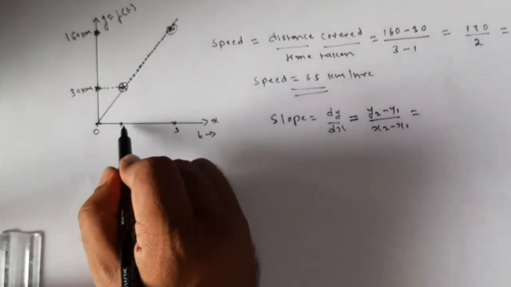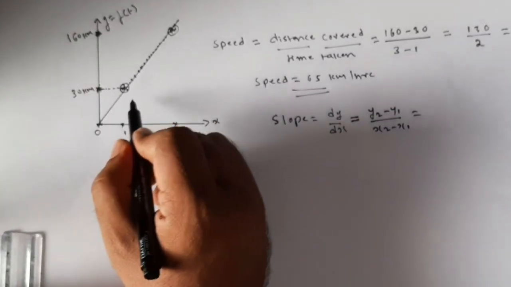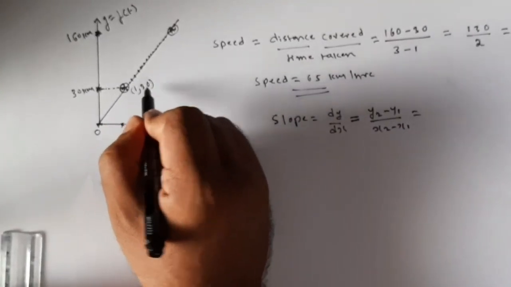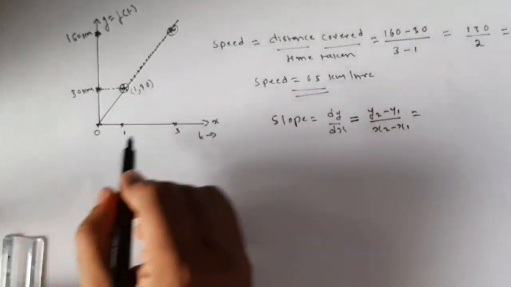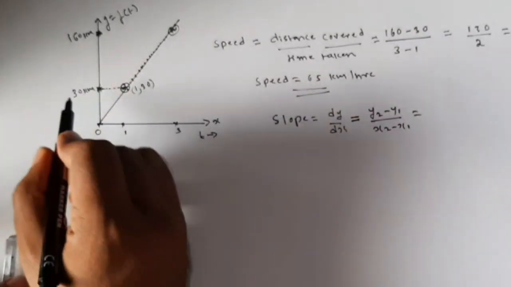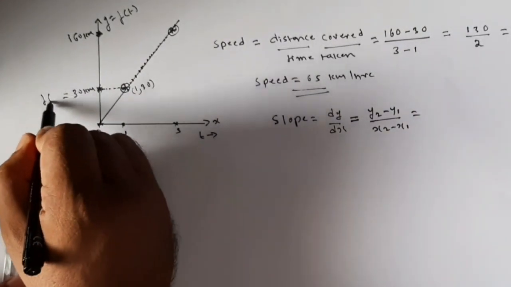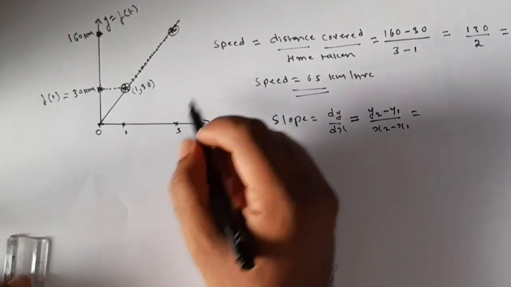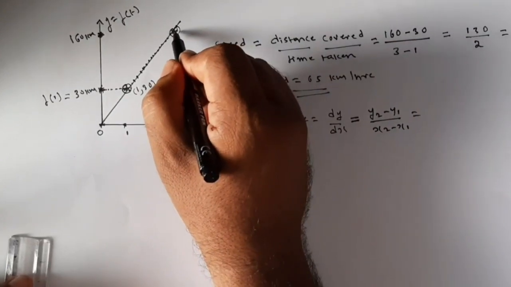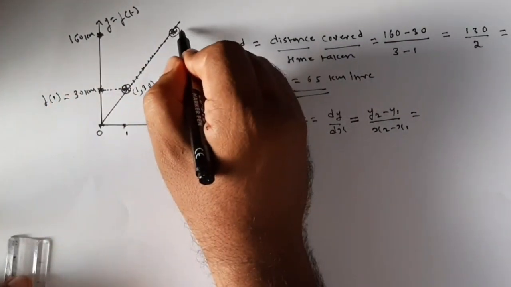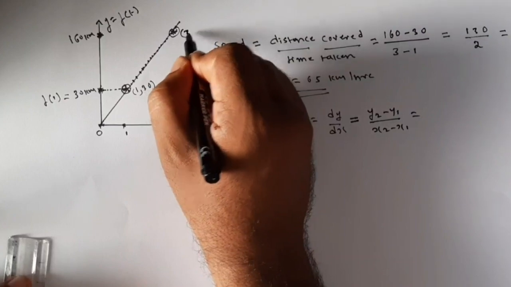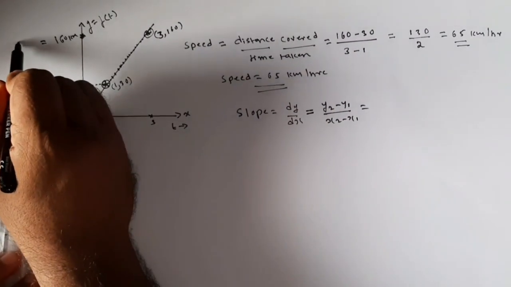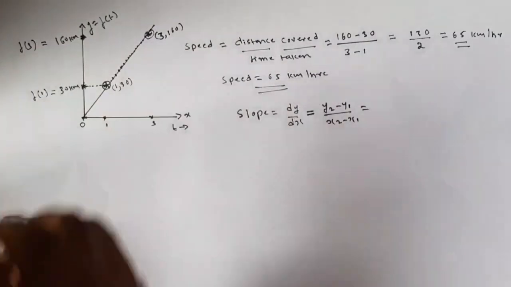So here, when time t is equal to 1, the coordinate of this point is (1, 30). The y value here is 30, that is, when t is equal to 1, this is the f of 1 value. And when time t is equal to 3, the value of y at this point is 160. So we can write this as (3, 160). This is the f of 3 value. f of 3 is equal to 160.